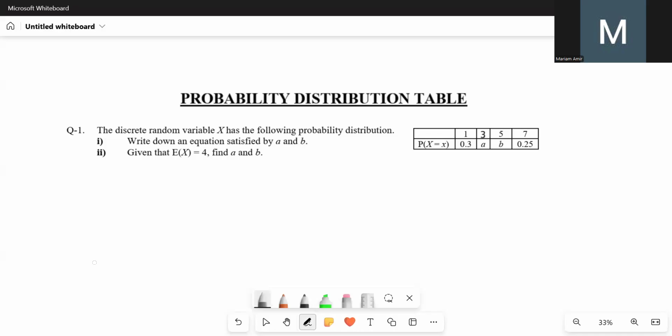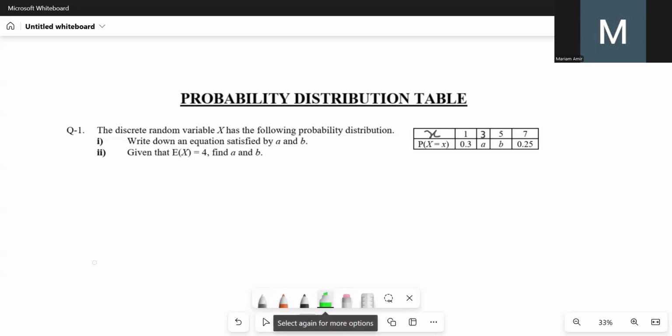Question number 1. The discrete random variable X has the following probability distribution. Okay, so we can see from the table that the probability of getting a 1 is 0.3, the probability of getting a 3 is A, the probability of getting a 5 is B, and the probability of getting a 7 is 0.25. There should be an X written over here. Okay, write down the equation satisfied by A.